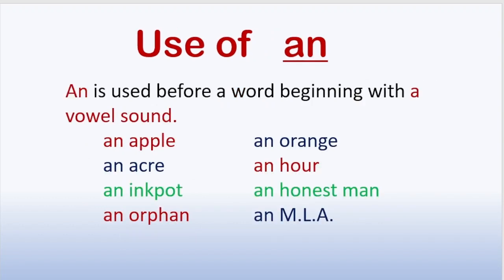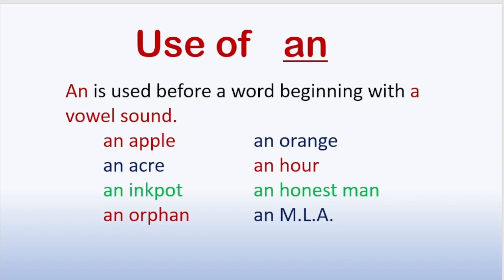Now we will know the use of an. An is used before a word beginning with a vowel sound. We know that the letters A, E, I, O, U are vowels. When we were beginners, we learnt that an is used before vowels. But today, we know that an is used before a word beginning with a vowel sound, not a vowel letter. You should mark the sound, how it is pronounced.